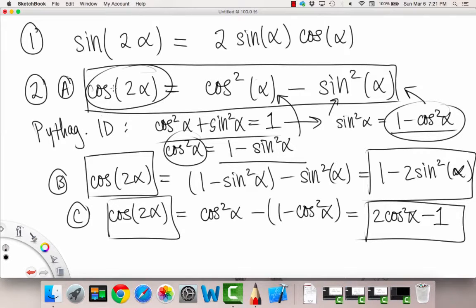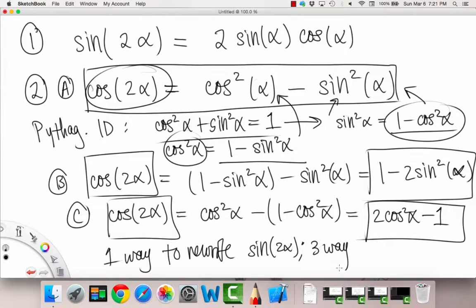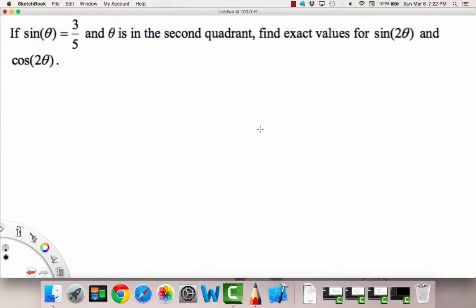Okay, alrighty, so this is just identity number 2. So there's basically 3 different ways. One way to rewrite sine of 2 alpha, and 3 ways to rewrite cosine of 2 alpha. Okay, so those are just the 3 ways laid out there. Okay, so here's an example in which we would use our double angle formulas or identities.